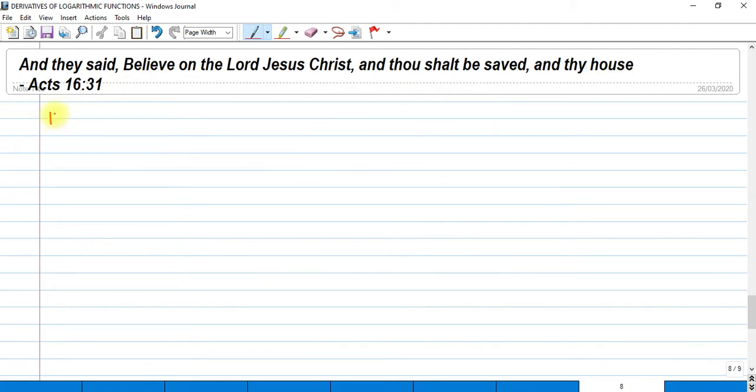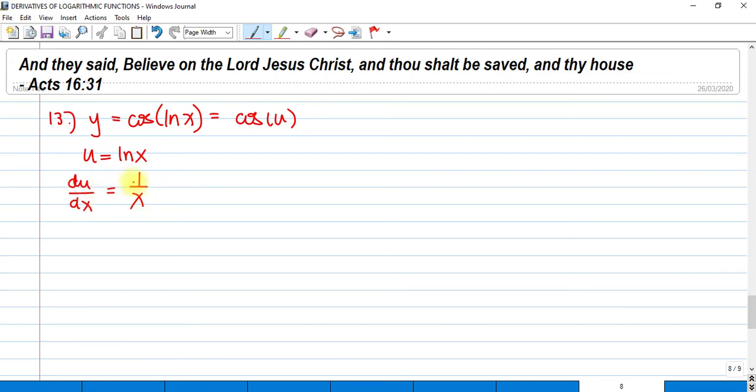Okay, next problem, we have number 13. We have y is equal to cosine of ln of x. Now, we have to let u be equal to ln of x. So our given would now be cosine of u. We have to get du over dx, that is simply 1 over x. Of course, we have to get dy, the derivative of y with respect to u. The derivative of cosine of u is simply negative sine of u, but u is equal to ln of x, so negative sine ln of x.